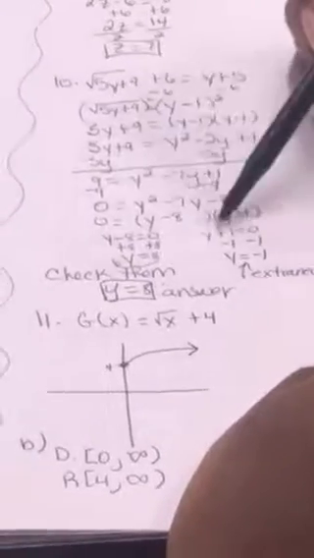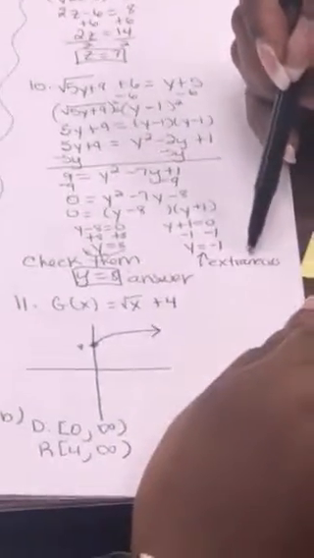Add 8 to both sides. Y equal 8. Y plus 1 equals 0. Subtract 1 from both sides. Y equal negative 1. Make sure you check your answers. When I plug them in, y equal negative 1 is extraneous. 8 is your answer. 11, you need to graph it. Domain is 0 to infinity. Range is 4 to infinity.